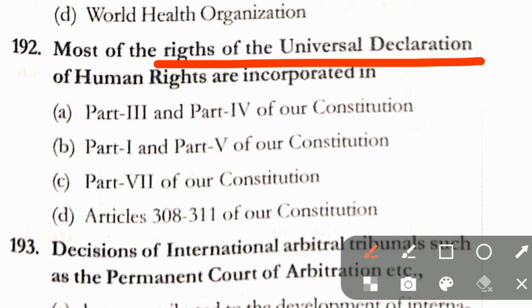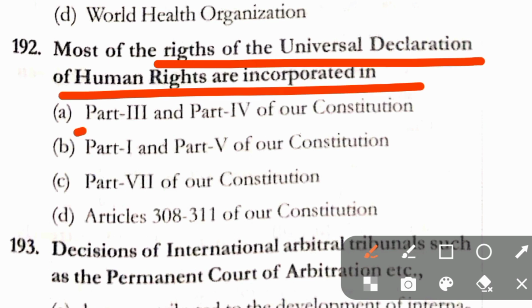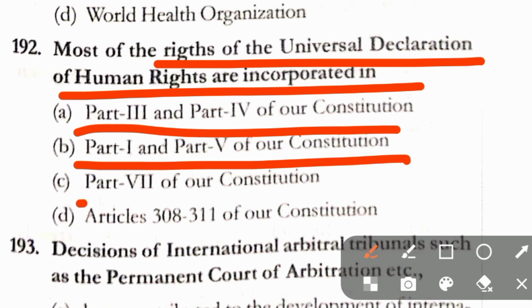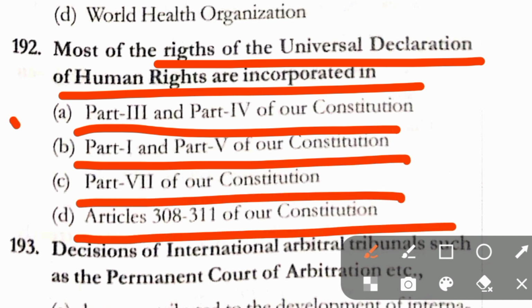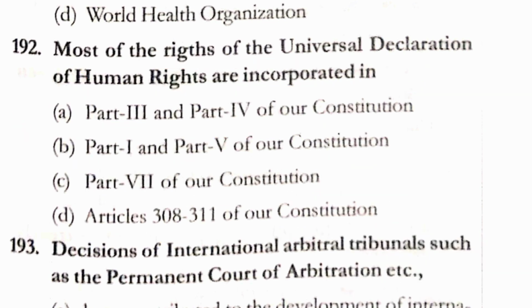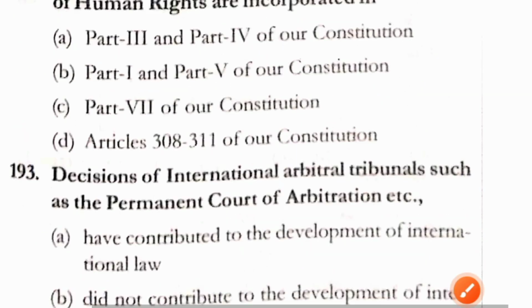Question number 192. Most of the rights of the Universal Declaration of Human Rights are incorporated in Part 3 and Part 4 of our Constitution, Part 1 and Part 5 of our Constitution, Part 7 of our Constitution, or Article 308 to 311 of our Constitution. Here correct answer is option A, obviously, Part 3 and Part 4 of our Constitution.